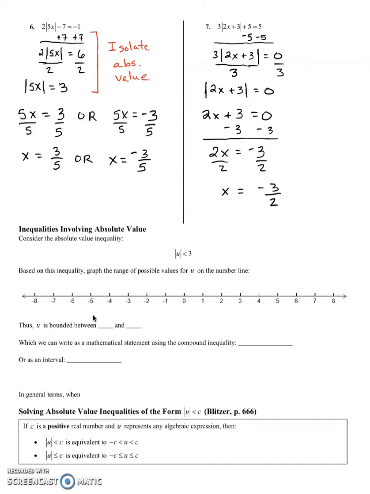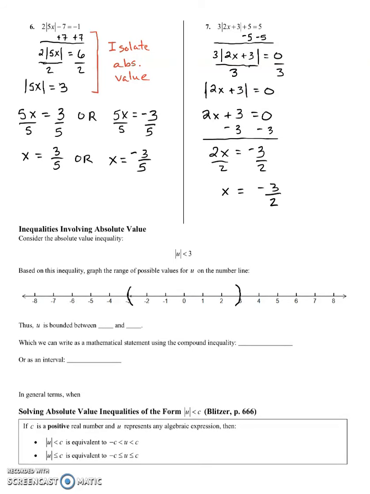Okay, this is the next part of section 9.3 where we're going to talk about inequalities that involve absolute values. So if we have the absolute value inequality |u| < 3, then we can graph the possibilities. Remember, if it were equal, it could be -3 or +3. Since it's less than, we would have to put parentheses at 3 and -3.